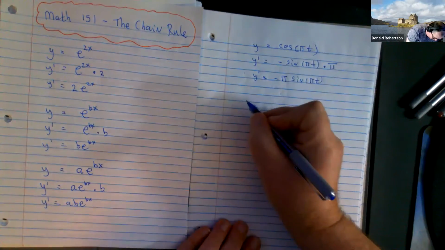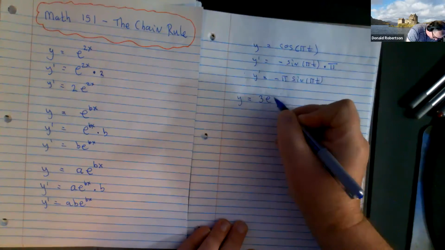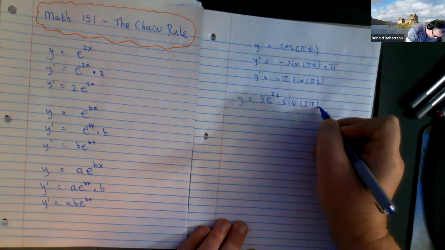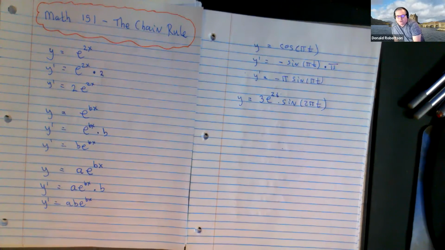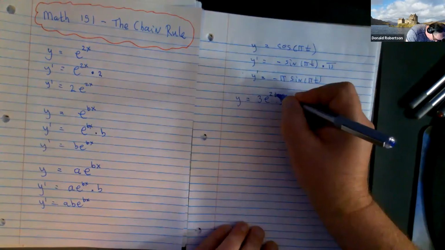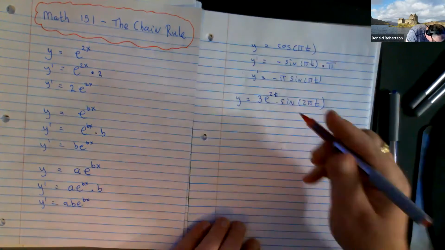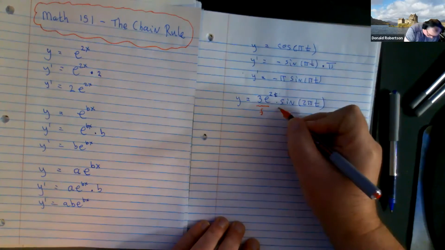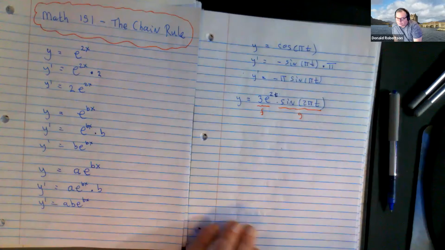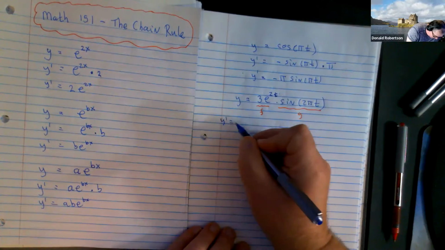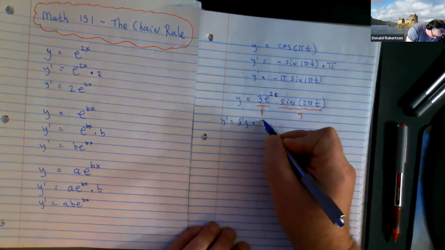Now I'm going to put all of that mess together. And we're going to look at how to differentiate a guy that looks like that: 3e to the power of 2t, sine of 2 pi t. Well, the first thing I hope you recognize here is that this is a product rule. Are you comfortable about recognizing that it's two things multiplied together?